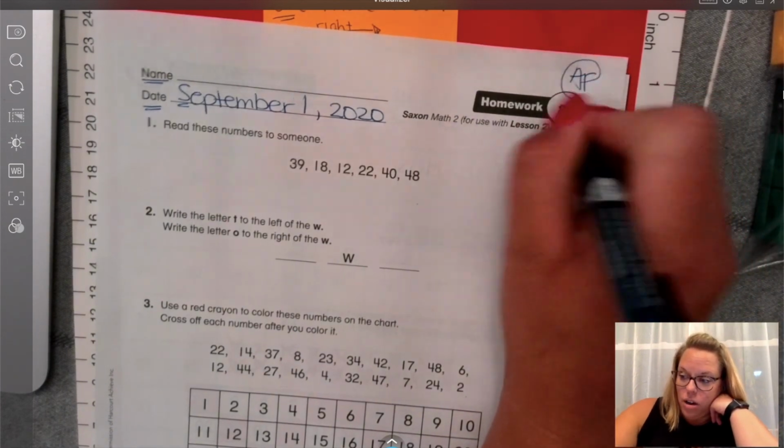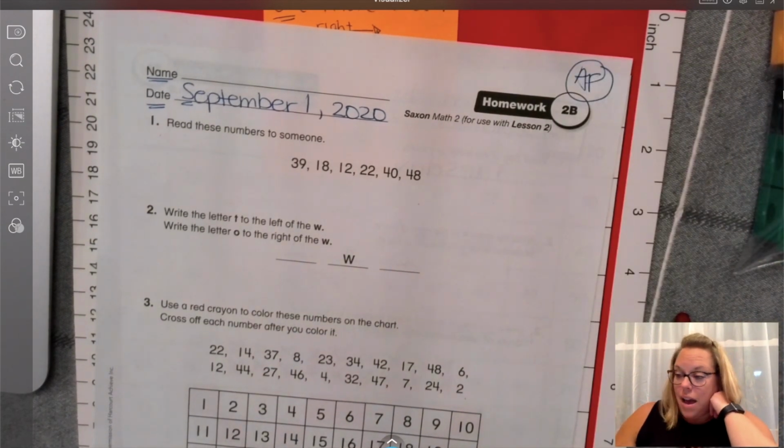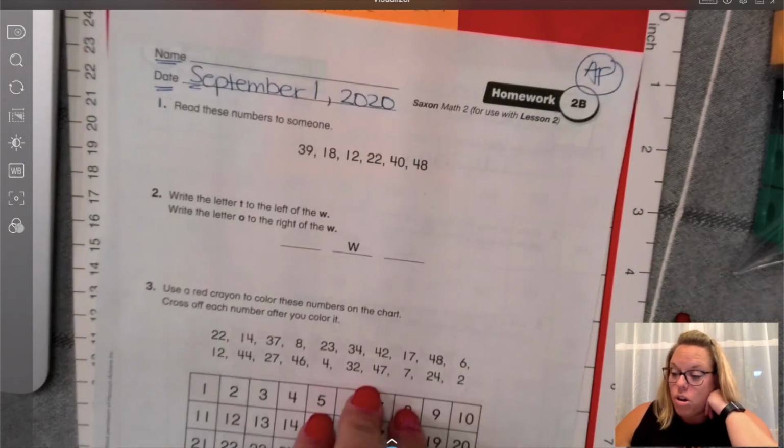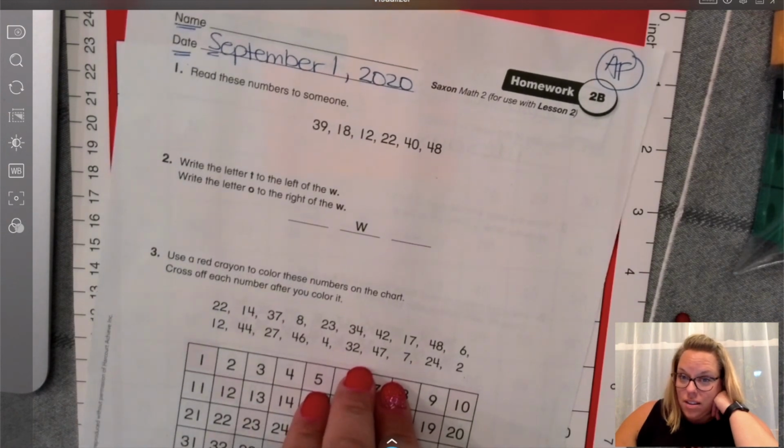If this was my daughter's, I could initial it at the top, so your mom and dad can initial it at the top, and then go ahead and stick it in your math, in your Tuesday folder, where the math was sitting. Okay?